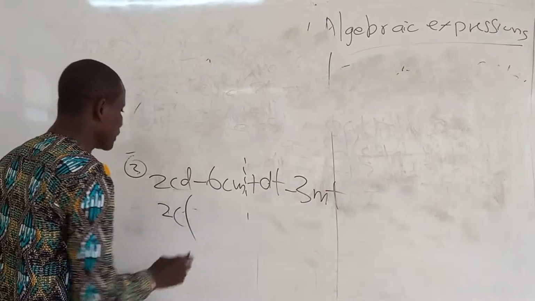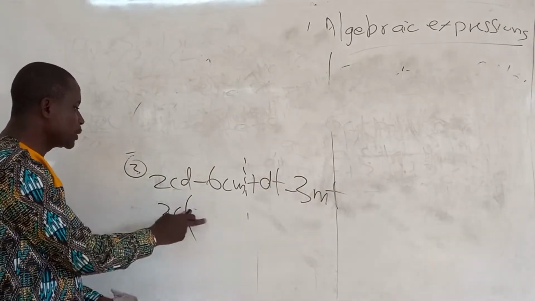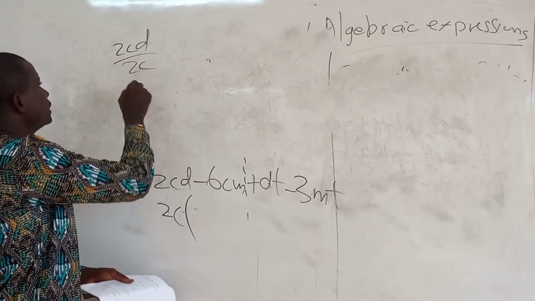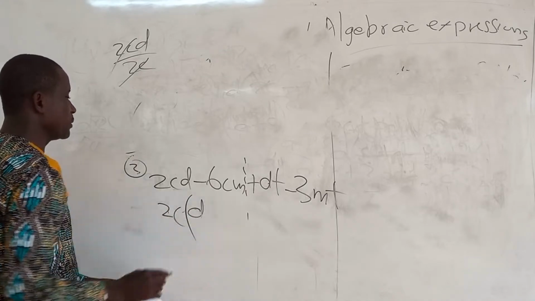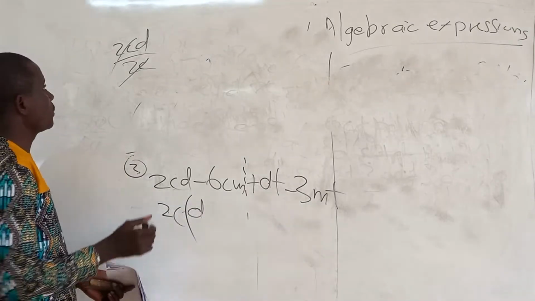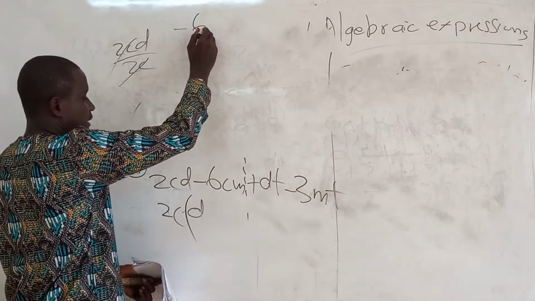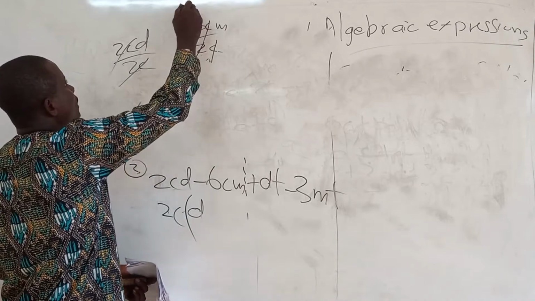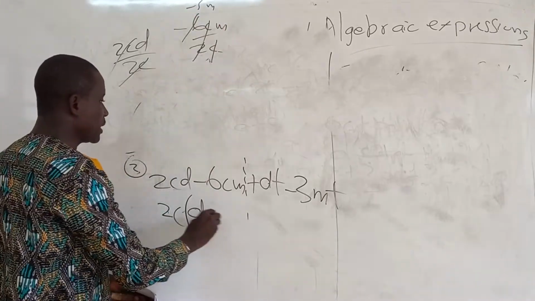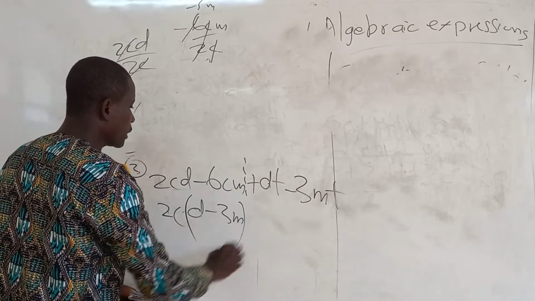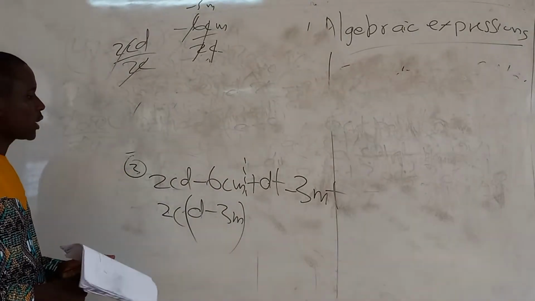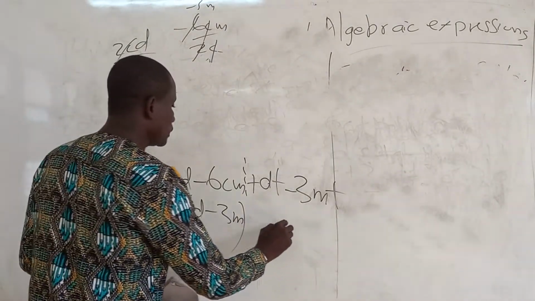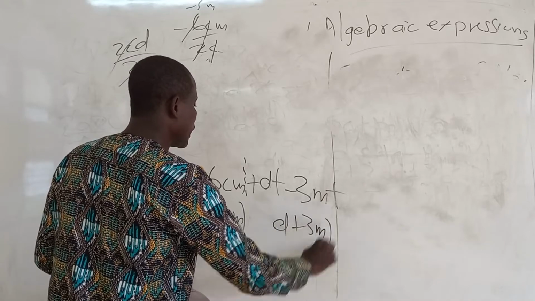Then I bring my bracket here. What should I put here? I will just write 2CD all over 2C. 2C cancels 2C. Here is my D. What about here? I'm having negative 6cm over 2c. C cancels C. Negative 3, so it becomes negative 3m. Exactly. I put my bracket. After closing the bracket, I'm going to write the common factor here first. That is D plus 3m.